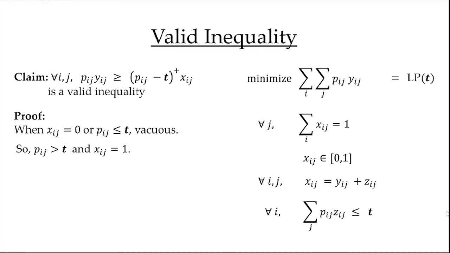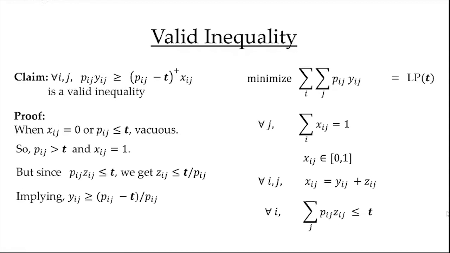So x_ij is one, but if p_ij is bigger than t, this constraint says that z_ij cannot be large. z_ij cannot be one, right? So z_ij has to be less than t by p_ij, because the total Z load on any machine is bounded by T. But z_ij plus y_ij is x_ij, this job has been allocated. So y_ij is at least (p_ij minus T) by p_ij, which if you take these things, you get this. So we're getting somewhere.